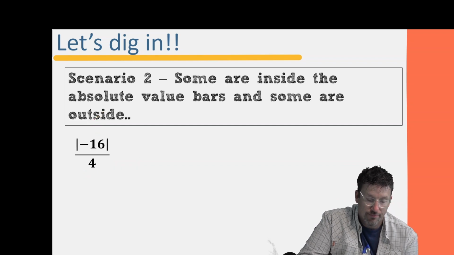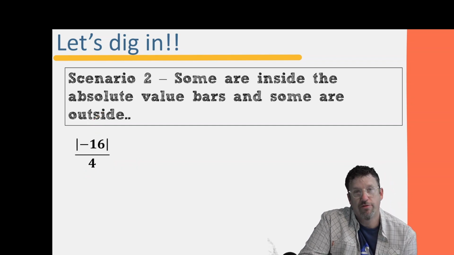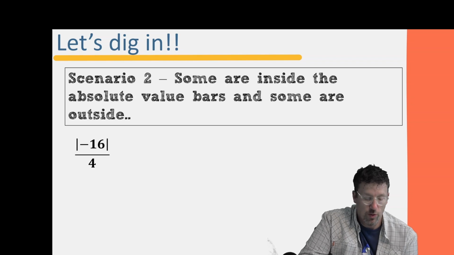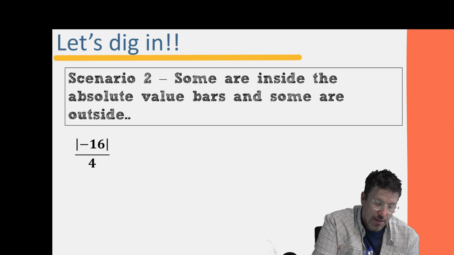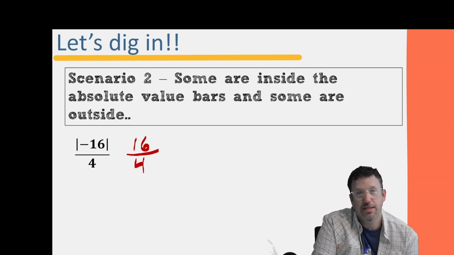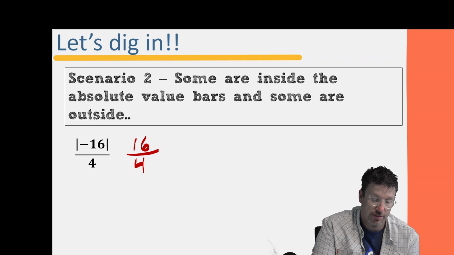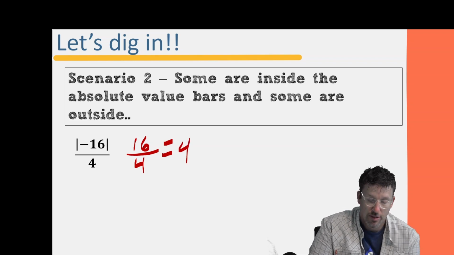What about this next one? Absolute value of -16 over 4. Let's do the grouping first. What is the absolute value of -16? Well, the absolute value of -16 is 16. We bring everything else over. And what is 16 broken into 4 groups, or divided by 4? It is 4. Good.